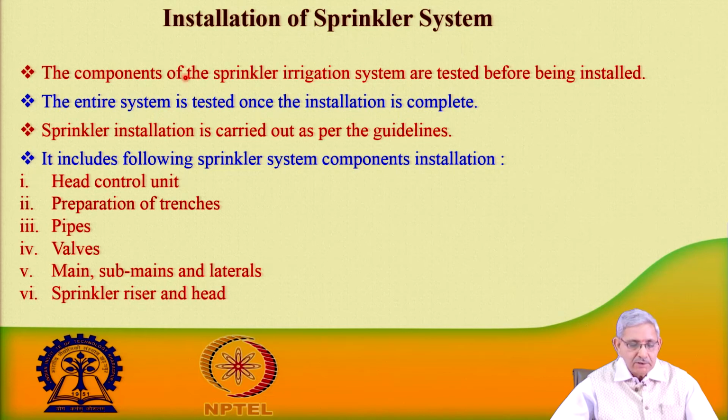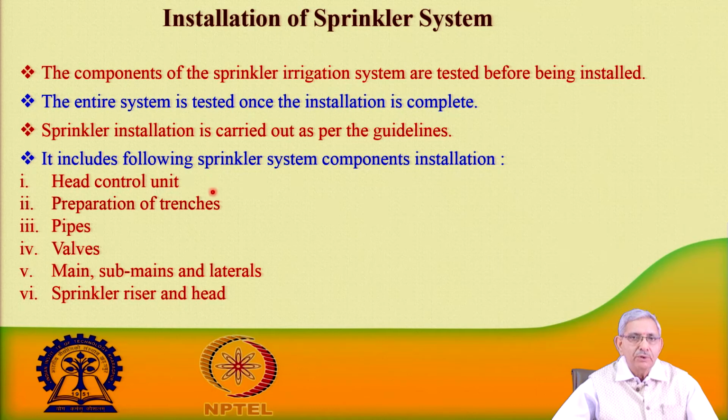Now, for installation of the sprinkler system, the components are tested before installation. Before installation, those system components should be tested, and we should have full knowledge that they will work, give adequate pressure, and run at this pressure. The entire system is tested once installed. After installation it should again be tested to see whether it is working perfectly, and installation should be carried out as per the suggested guidelines.